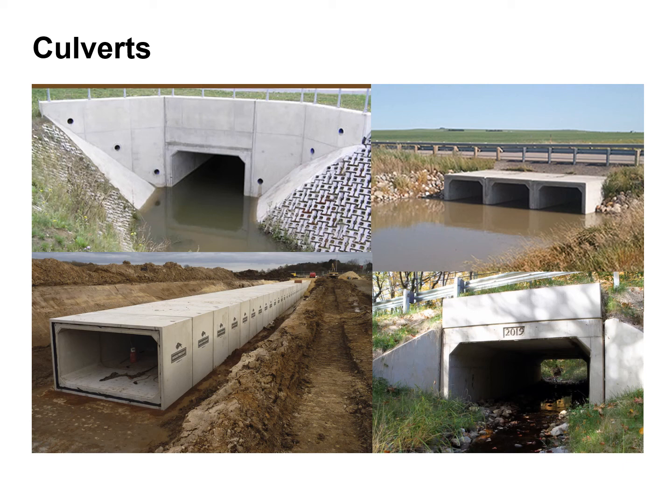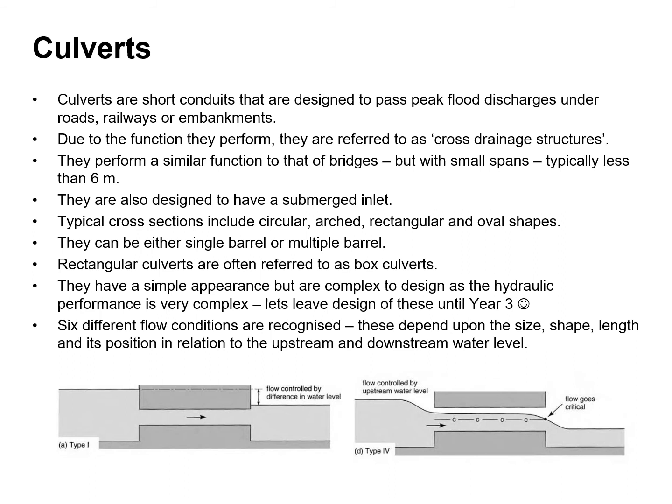So culverts are short conduits that are designed to pass peak flood discharges under roads, railways or embankments. And due to the function they perform, they're often referred to as cross drainage structures. They perform a similar function to that of bridges, but with small spans, typically less than 6 metres. They're also designed to have a submerged inlet. Typical cross sections include circular, arched, rectangular and oval shapes.